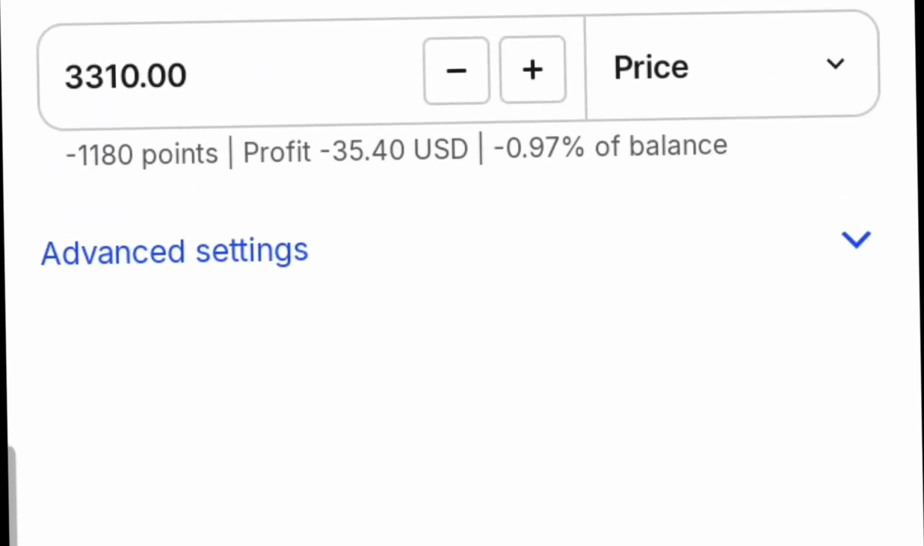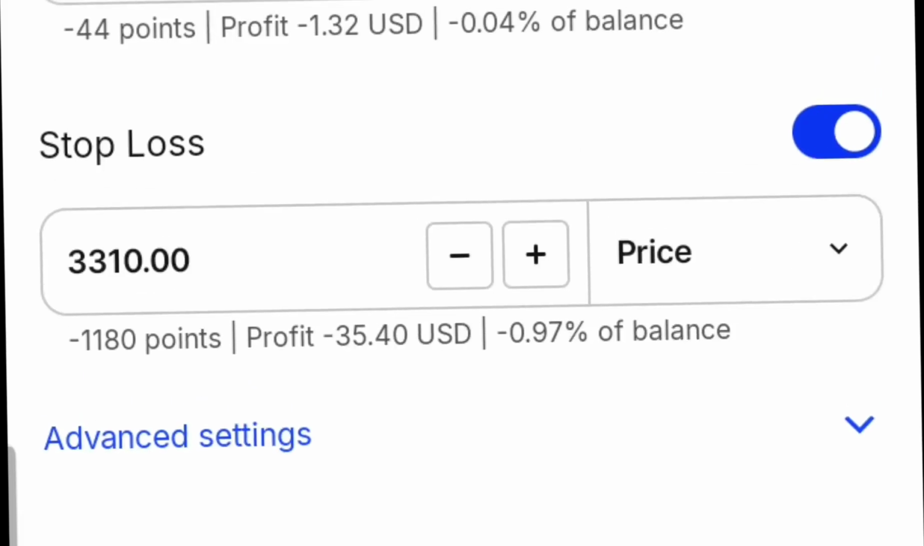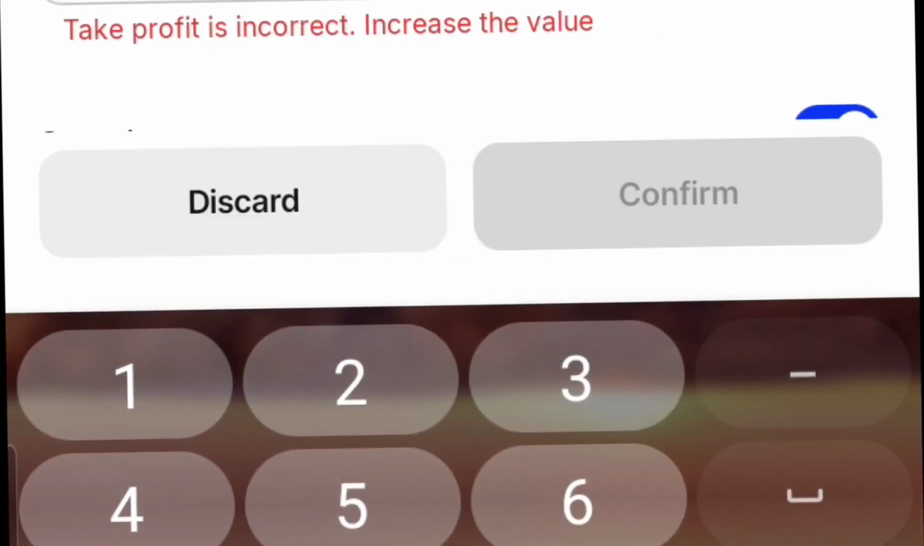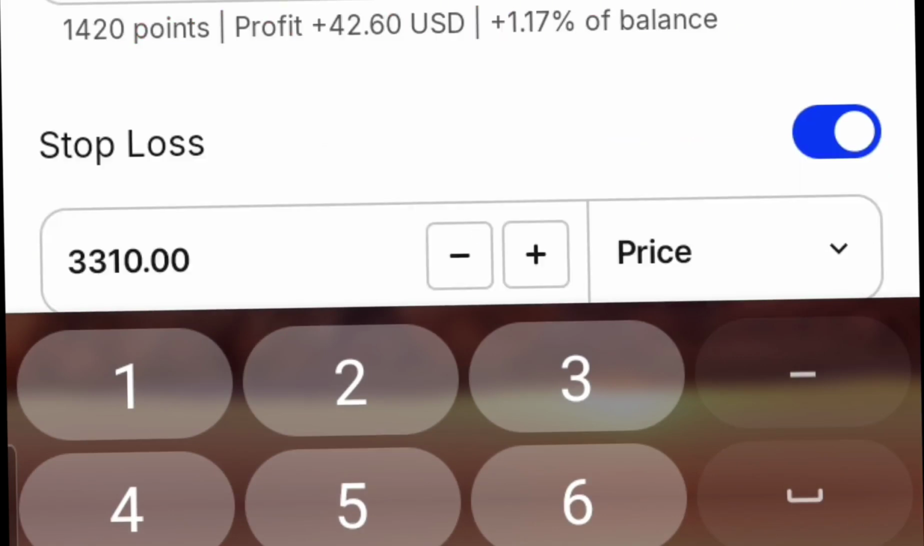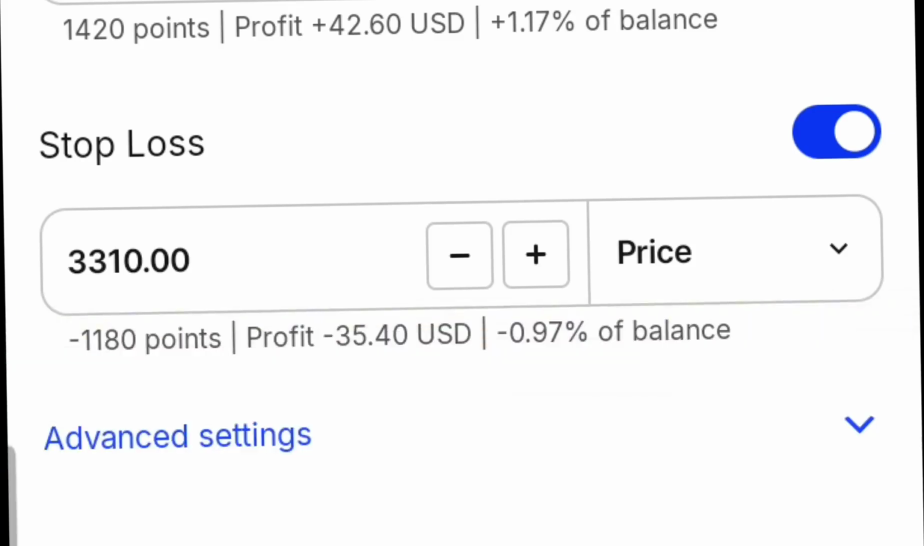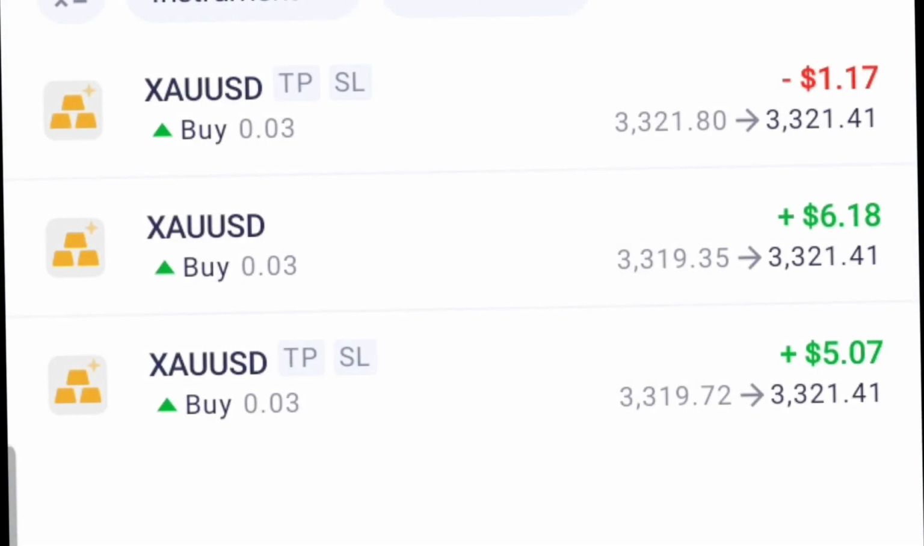Take profit. On it, toggle this button and click this 33.36. That's our take profit, and confirm. So that's how to enter take profit and how to enter stop loss. You confirm. With that, you are good to go. Hope you've gotten value. Hope you have learned it.